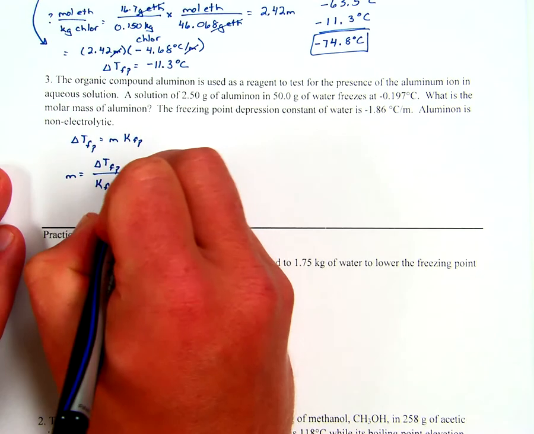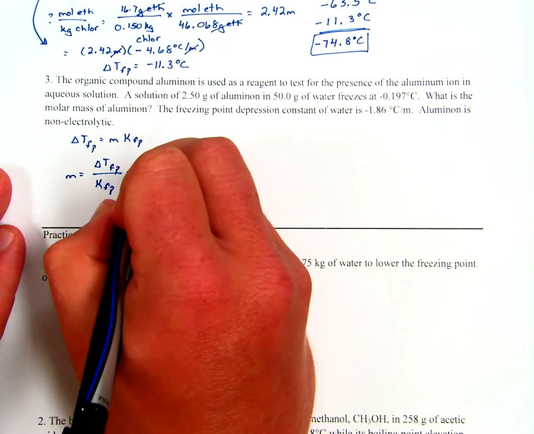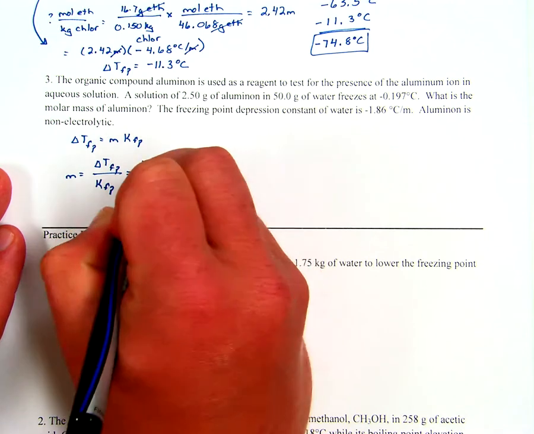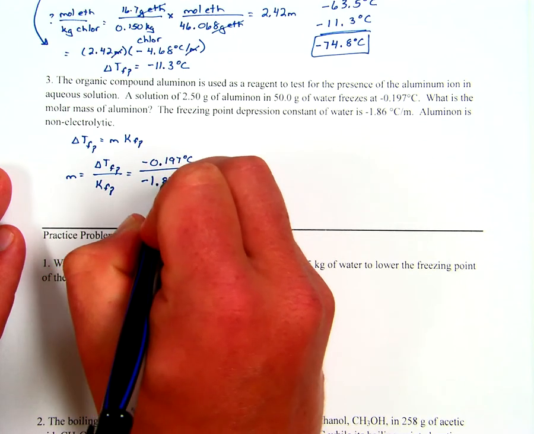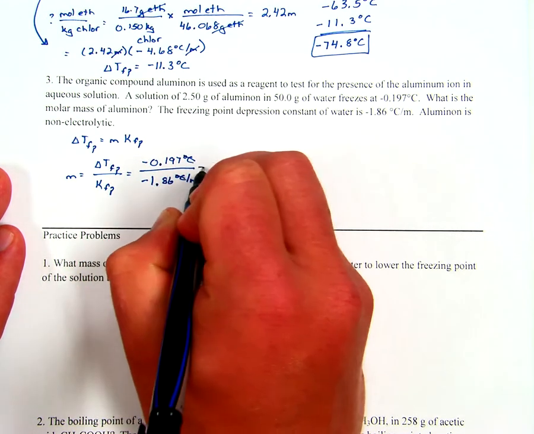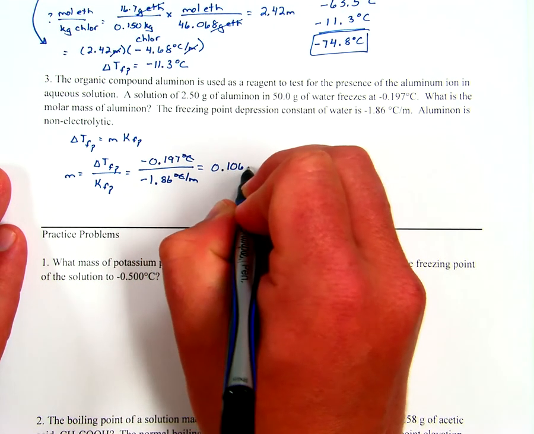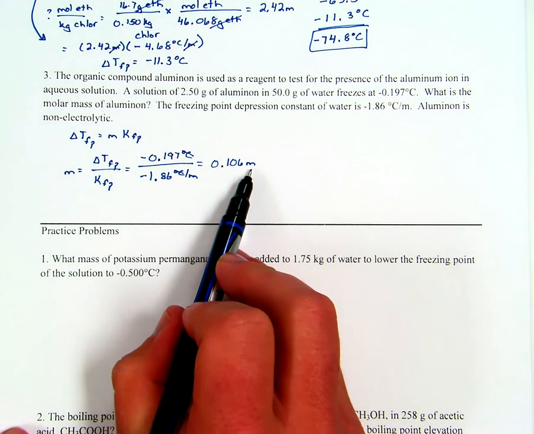Plugging in our values, this is how much the freezing point went down by. So negative 0.197 degrees Celsius divided by the freezing point depression constant of negative 1.8 degrees Celsius per molal. Notice you're left with molal units now. This should give you 0.106 molal. Alright, considering our units here, remember that is moles of solute per kilogram of solvent.